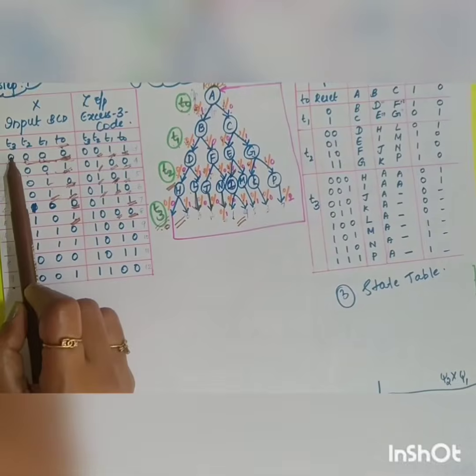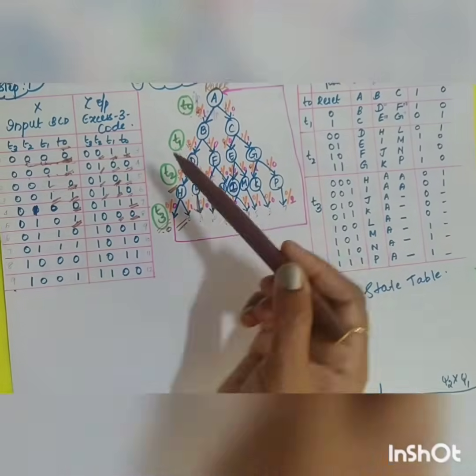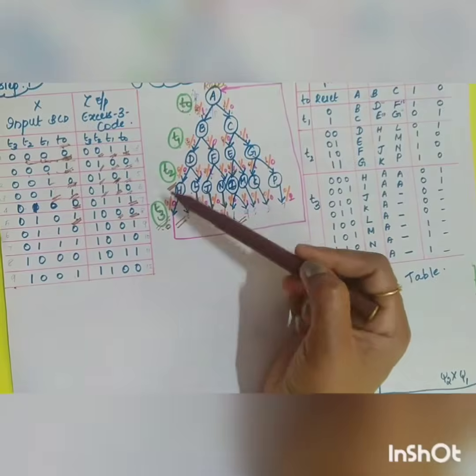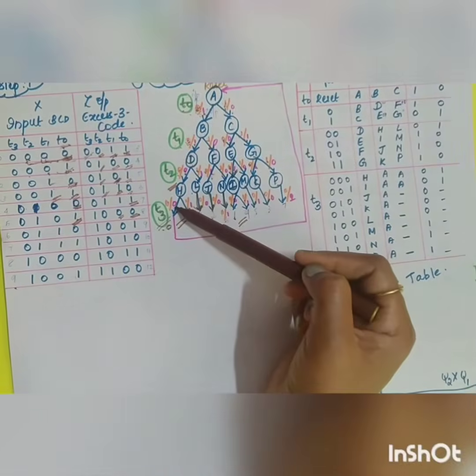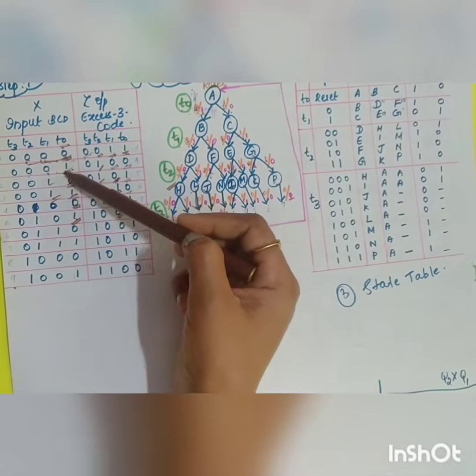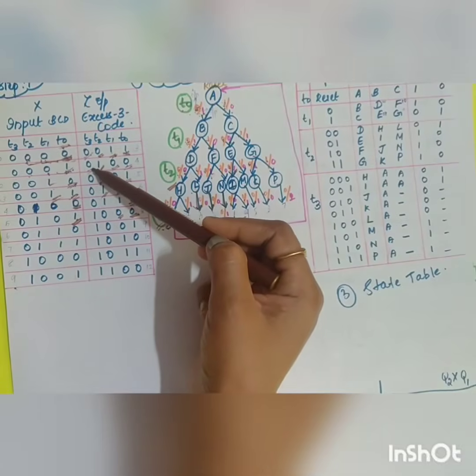Same procedure. Let us take the first condition 0, 0, 0, 0. So the input is 0, 0, 0, 0. What is your output at T3? It is equal to 0. Similarly 0, 0, 0, 1. What is your output? It is equal to 0.